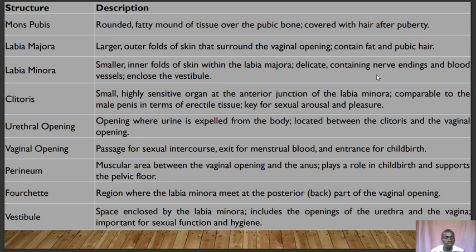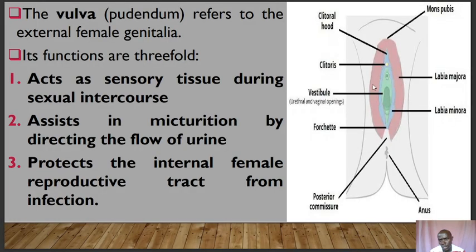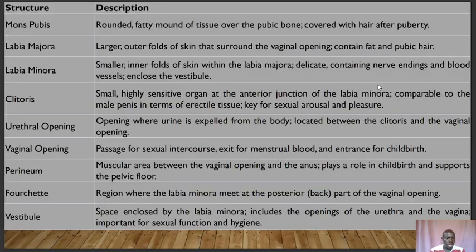Then we have the urethral opening. This is where urine is normally expelled from the body and is located between the clitoris and the vaginal opening. And here is the opening, guys. Next, we have the vaginal opening, the perineum, fourchette, and the vestibule.